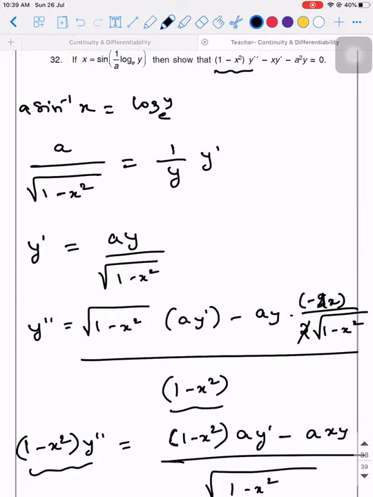Sir, will the minus become plus there in the numerator? Yeah, it will become plus, plus a square into y.